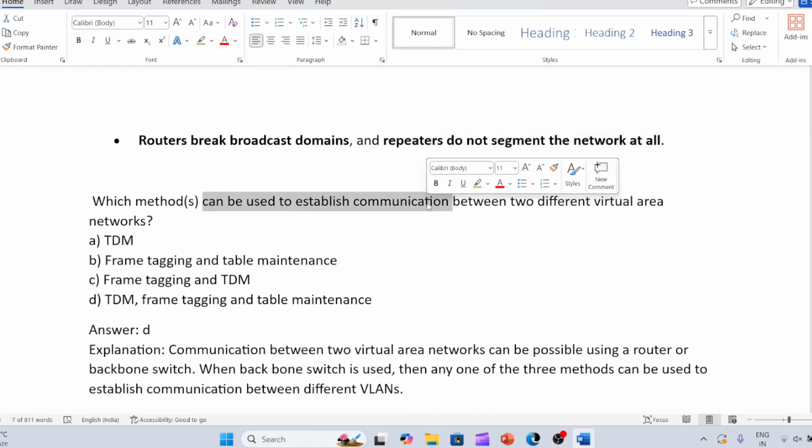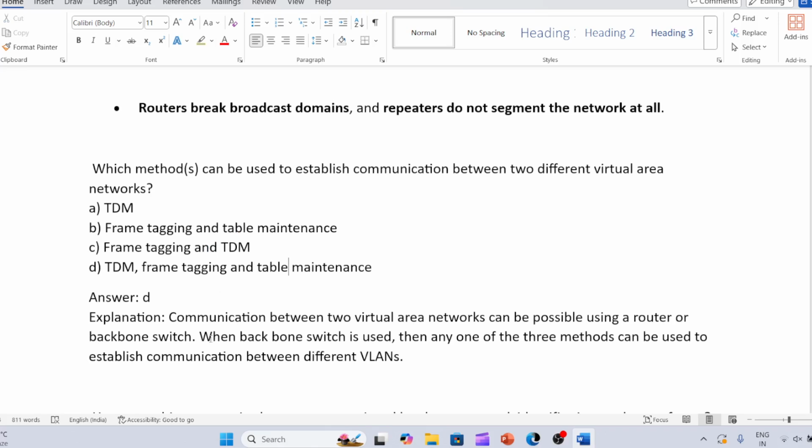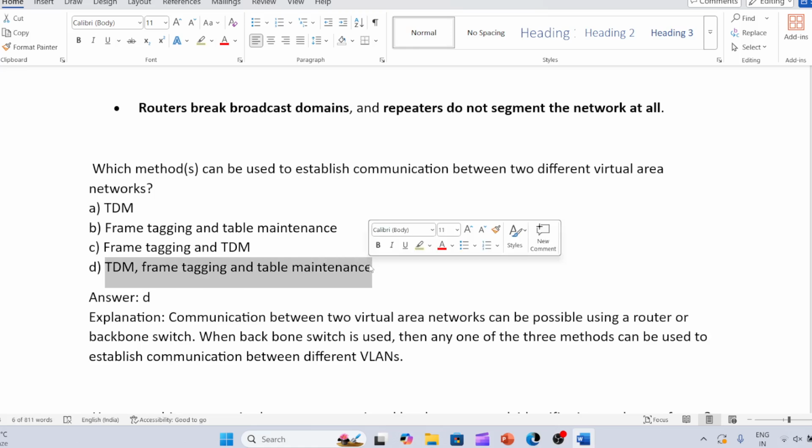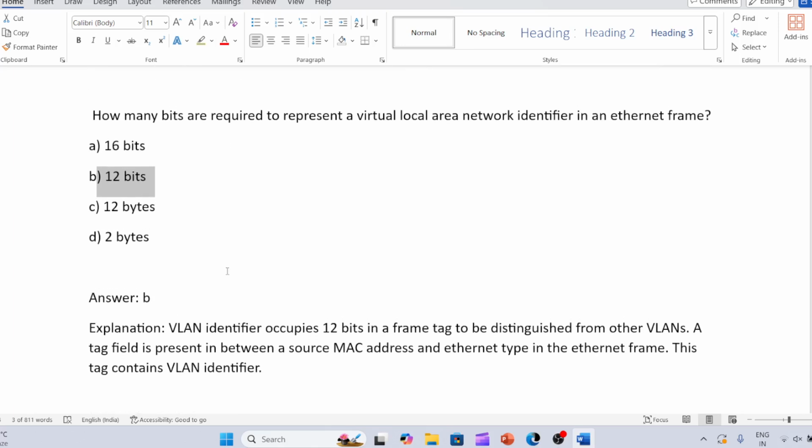Which method is used to establish the communication between two different VLANs? किसके लिए हम इसमें दो जो चीजें यूज हम करते हैं, methods यूज करते हैं. So we are using the TDM, we are using the frame tagging, and we are having the table maintenance. So in that we are using the three. So all three are going to be helpful when establishing the communication between the two different VLANs. How many bits are required to represent a virtual local area network identifier in the Ethernet frame? So we have seen the 12 bit. Yeah. So it is always 2 raised to power 12, so it will become 4096.